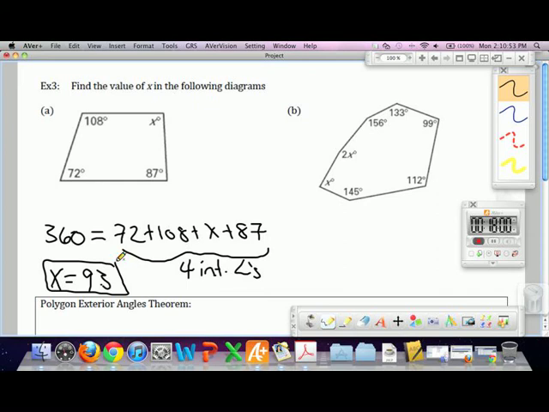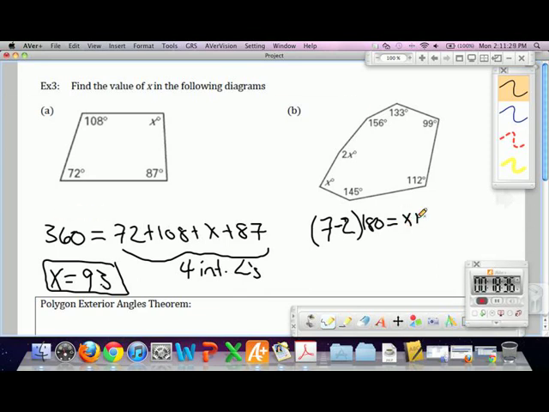What should my equation look like in the second figure? Count the sides. Ben, what'd you get? 7 sides? 1, 2, 3, 7. So the sum, this should be what? 7 minus 2 times 180. And that should be equal to the sum of each of these. So we can add together all these things. So x plus 2x plus 6 plus 133 plus 99 plus 112 plus 145.